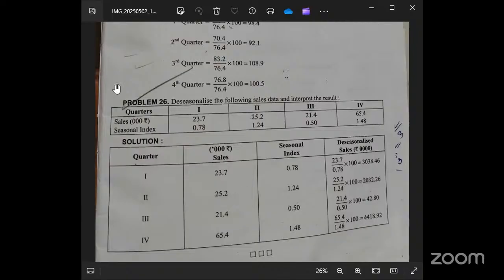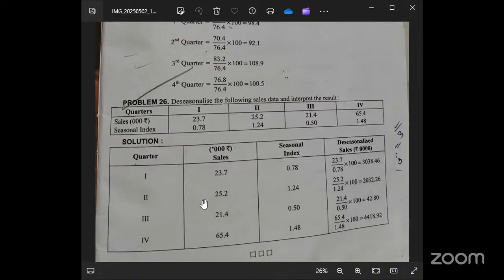So see, for the first quarter the sales are 23.7 by seasonal index into 100. How much is the seasonal index for the first quarter? 0.78. So 23.7 by 0.78 into 100. We get 3038.46, which is our deseasonalized sales.